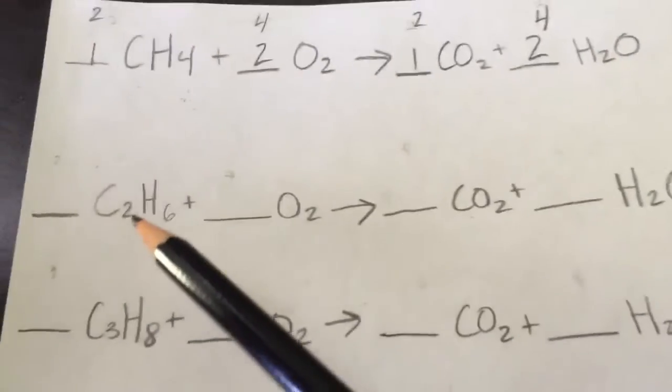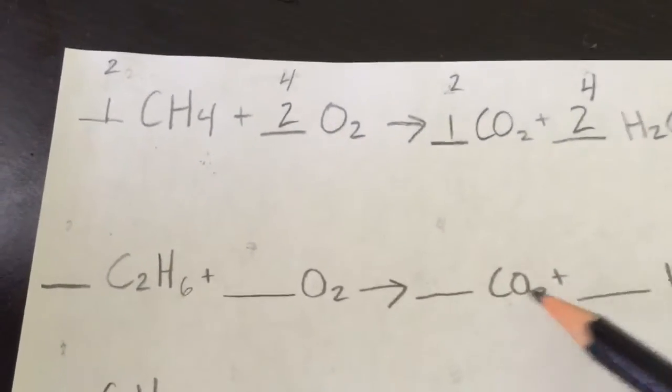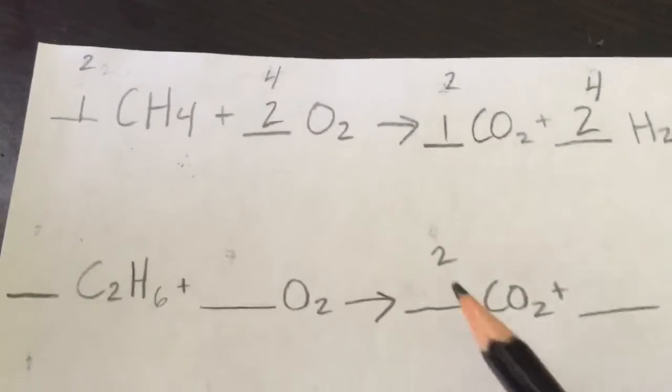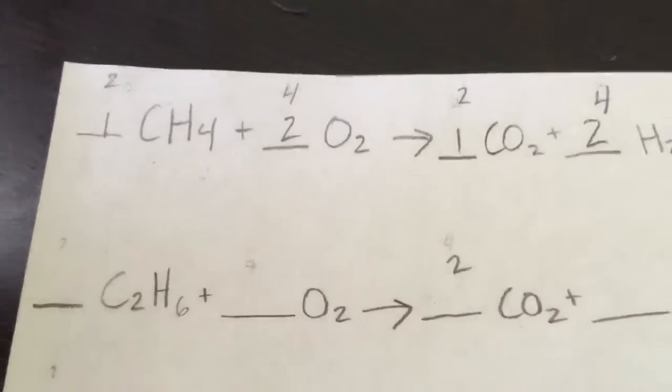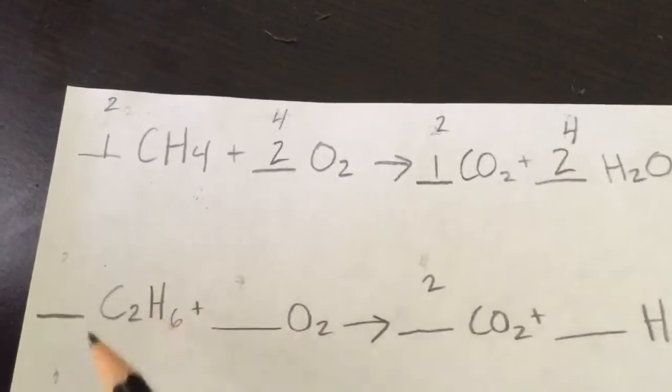Let's look at this one. You have C2 here and you have C1 here, 1 carbon here, 2 here. So you're going to want to make this even. So you're going to put a 2, put it in light pencil so you can change it later on. So now you have those balanced.